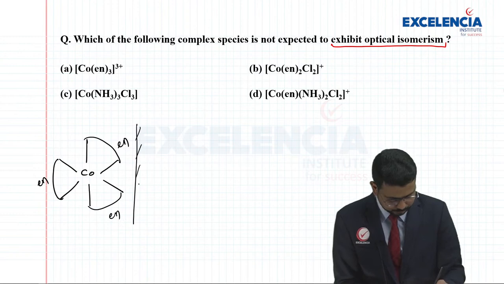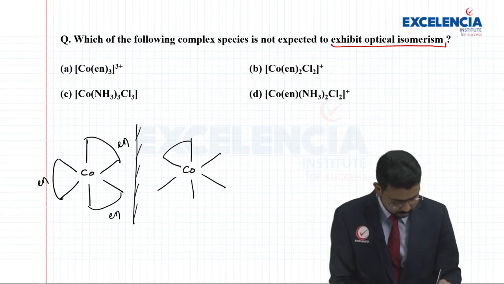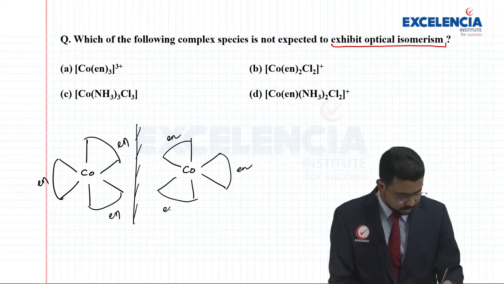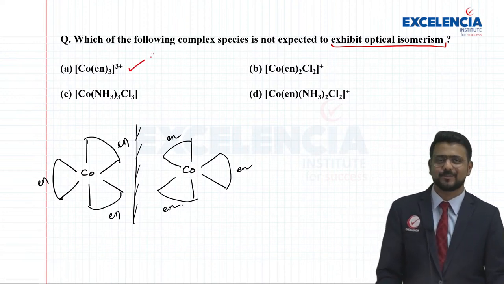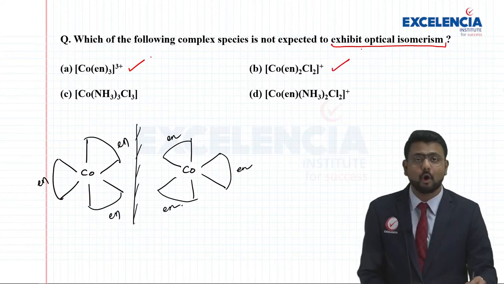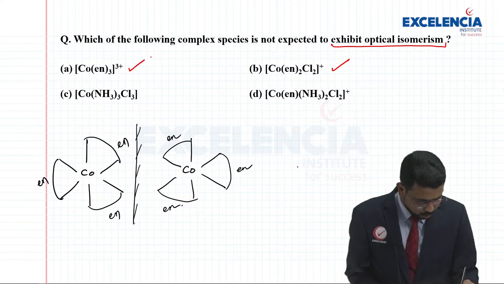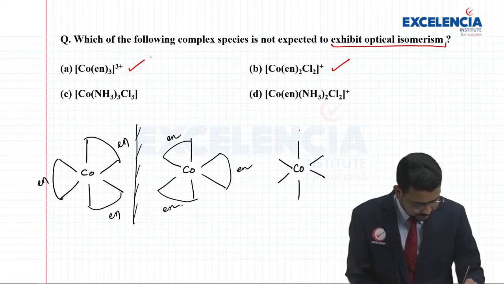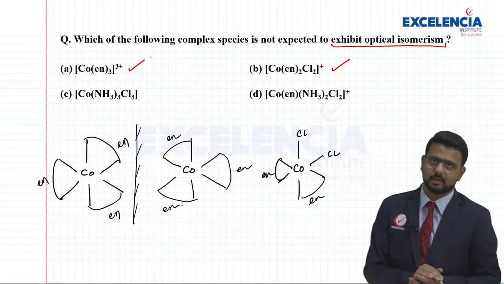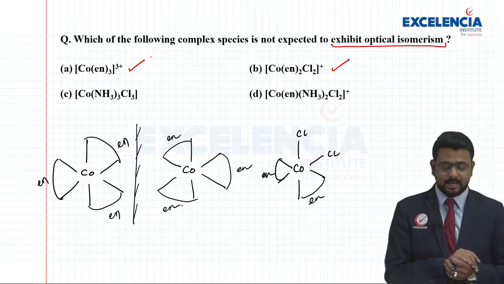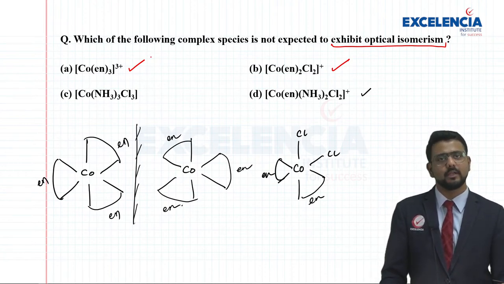And if I draw a mirror image here, it is going to show a mirror image like this, which is definitely a non-superimposable mirror image, right? So option A is going to show optical isomerism. If you look at option B, it is also going to show optical isomerism, and to be more precise, it's the cis isomer. So if I consider here Co, 1, 2, 3, 4, 5, and 6, Cl, Cl, en, en. Definitely, when you put a mirror here, you are going to get a non-superimposable mirror image, right? So this isomer will be able to show optical isomerism, and the same is the case with option D as well. So all these three compounds are capable of showing optical isomerism.